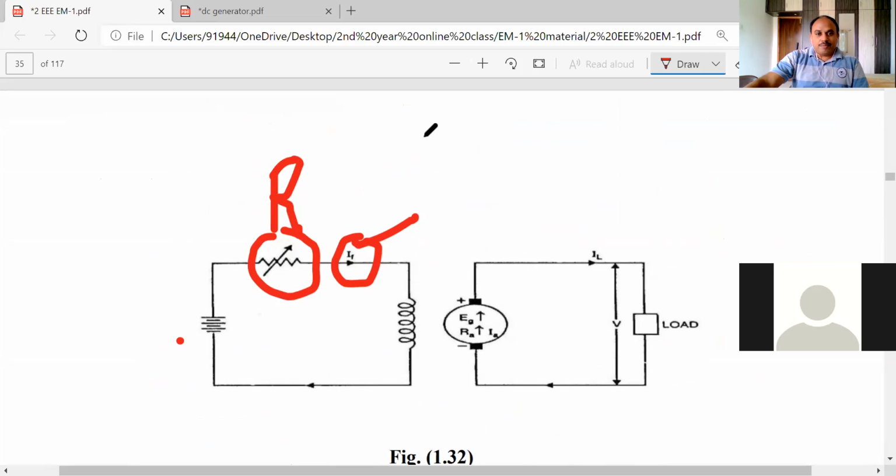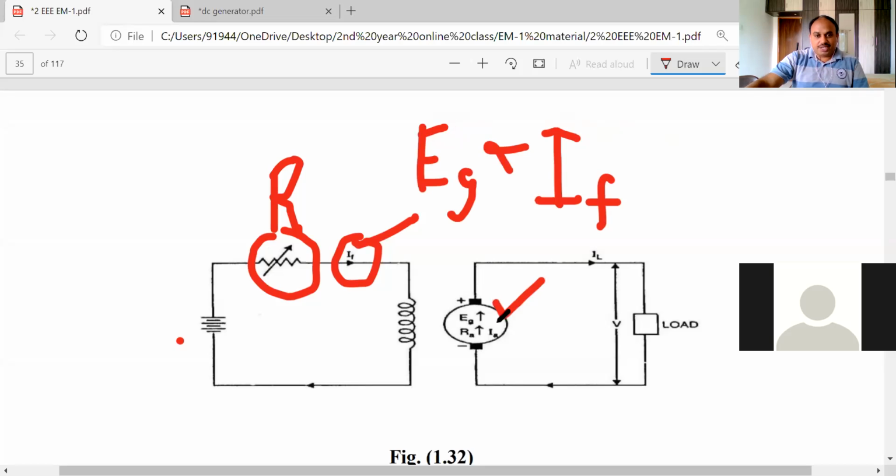That means Eg is proportional to field current IF. If you vary the IF, the generated EMF changes. Where is the EMF generated? EMF is generated in the armature itself. That is the Eg value. As the IF value increases, the Eg value increases. In that manner, voltage builds up in a generator.